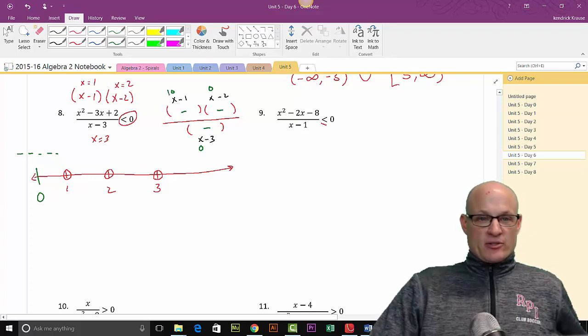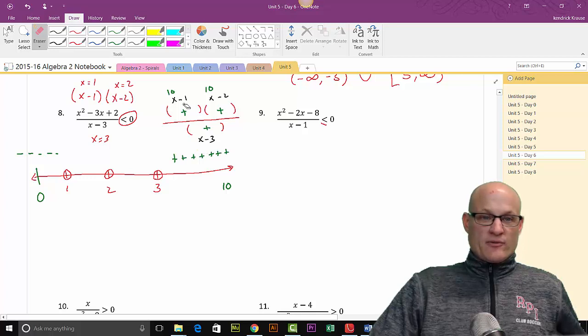Now, to make things easier, I'm going to try the number 10. It's way out here. 10 minus 1, positive. 10 minus 2, positive. 10 minus 3, positive. So everything out in this direction is, in fact, positive. Now comes the hard part, but I'm going to try to make it easier for you eventually.